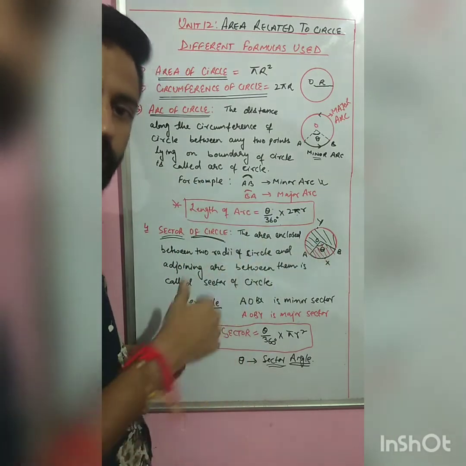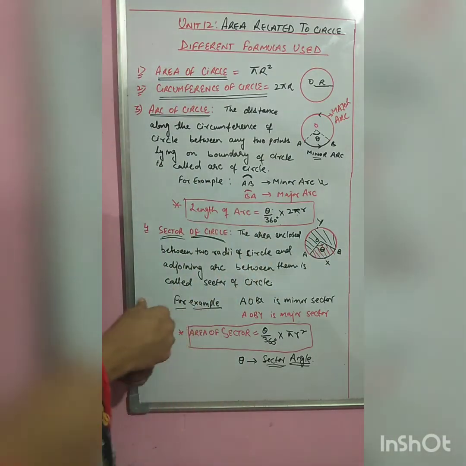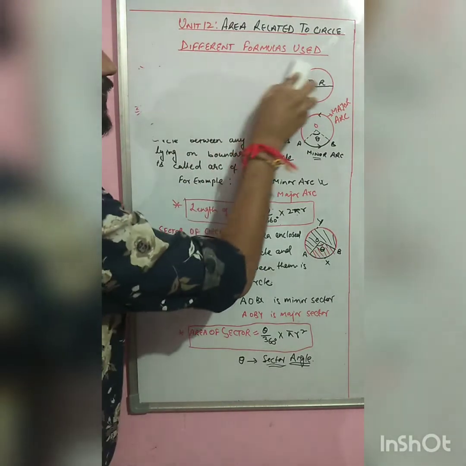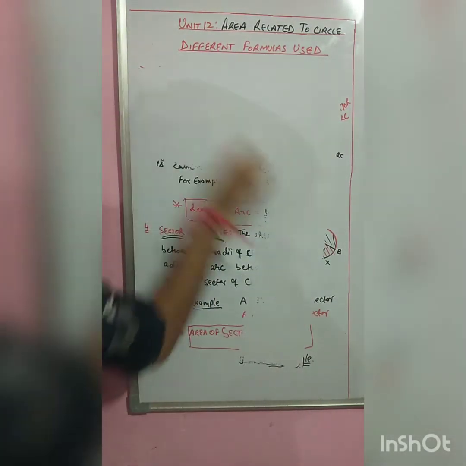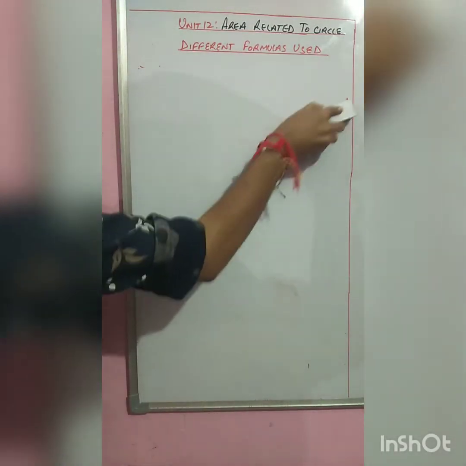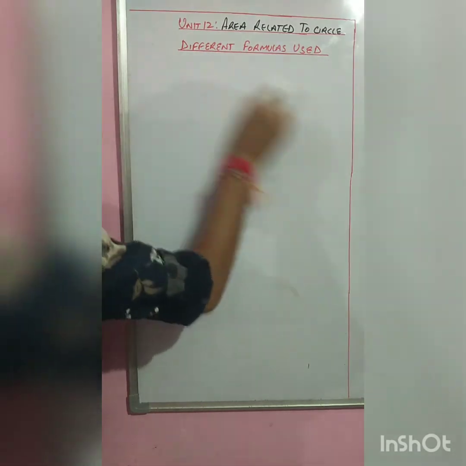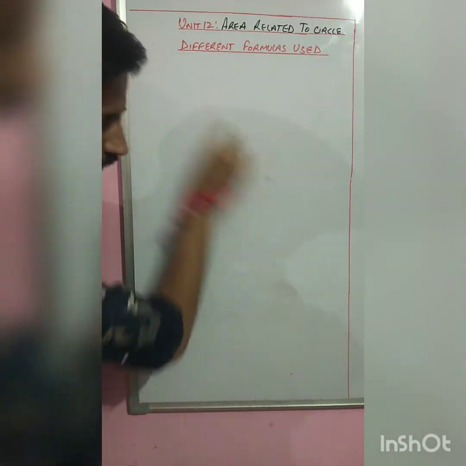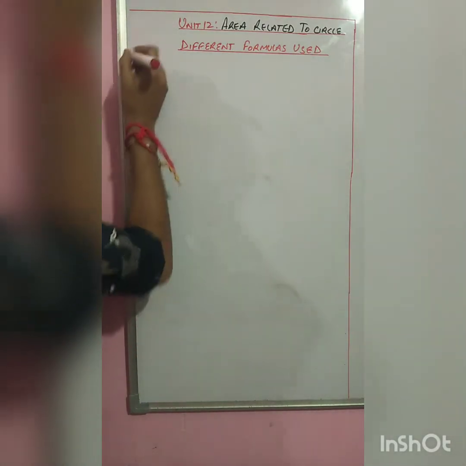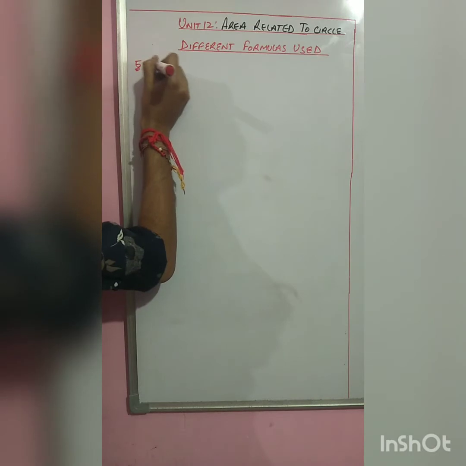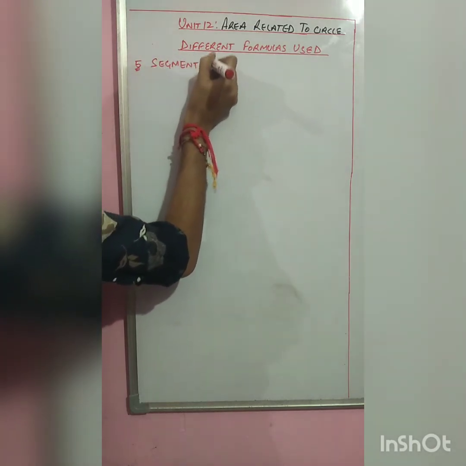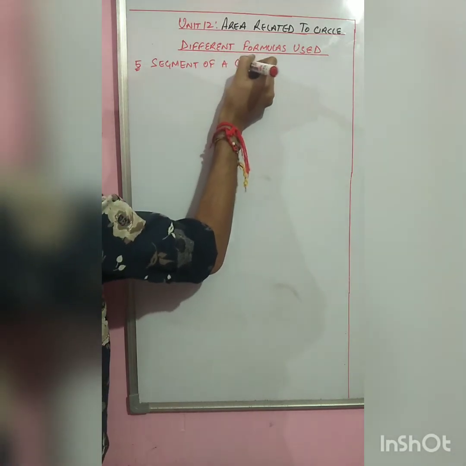Now let us move ahead towards the next important term, which is the segment of a circle. How can we define the segment of a circle? We will have the definition of the segment of the circle and the proof of the area of the segment of the circle. So what is the segment of a circle? This is the fifth definition. Segment of a circle.